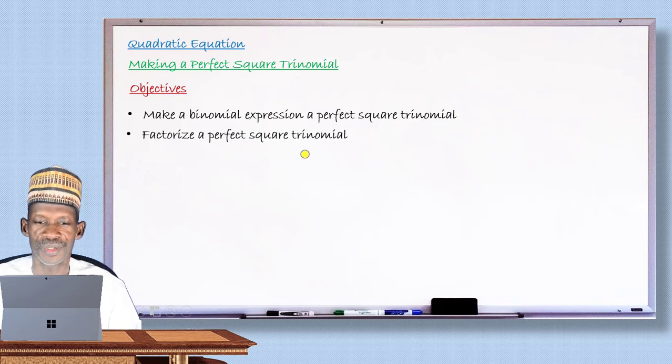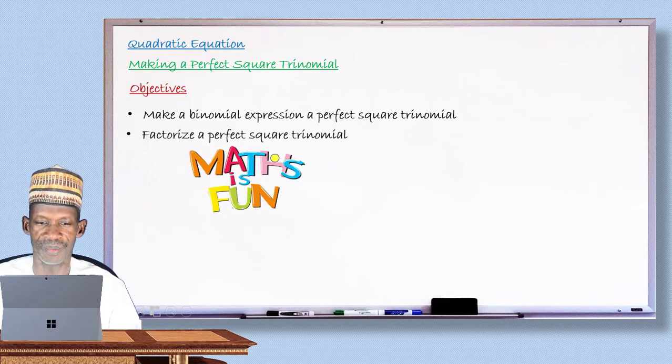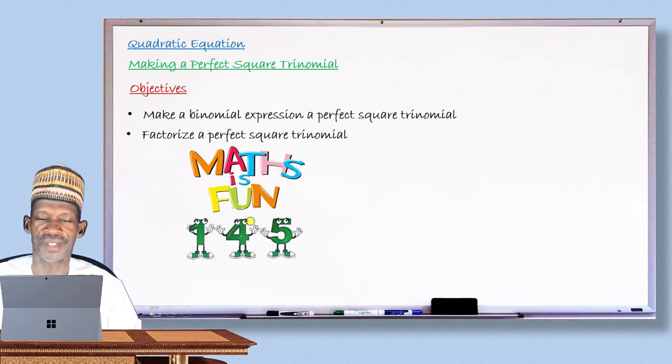So as usual, my dear student, your favorite segment of the lesson, that is maths is fun. Today, I'll give you another interesting number. This number is 145. This is so special, so amazing, so unique. I'll tell you what is amazing about this number 145 after completing my lesson today, so don't go away.